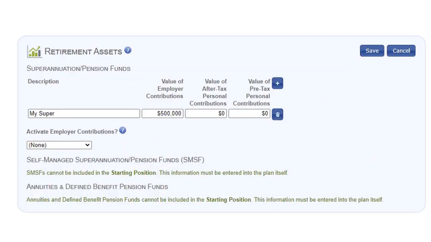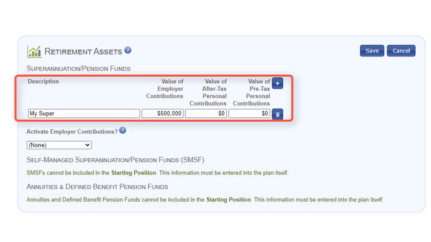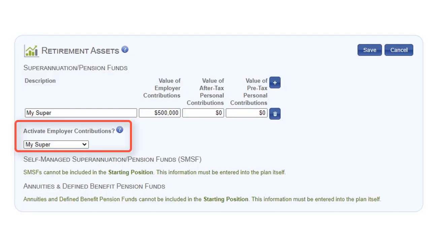When it comes to superannuation, you should enter all your accounts if you have more than one. Note that entering the data for this account is a two-step process. The first step is to enter the data for the account and then save. You then need to select which account is to receive your employer contributions and then save a second time.